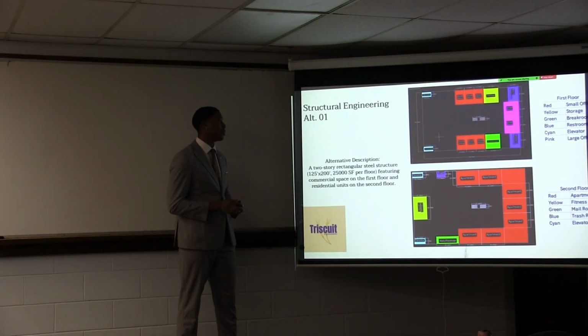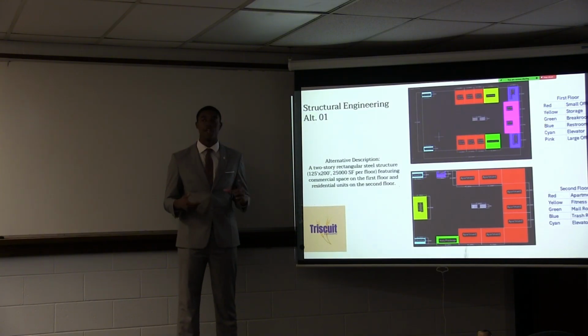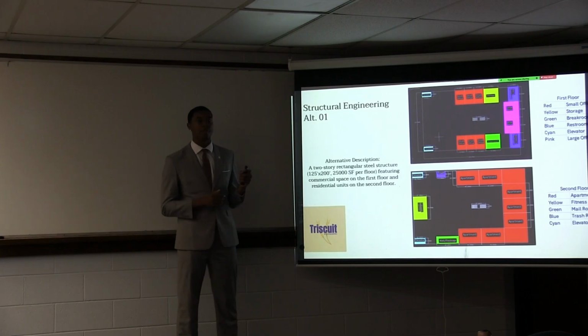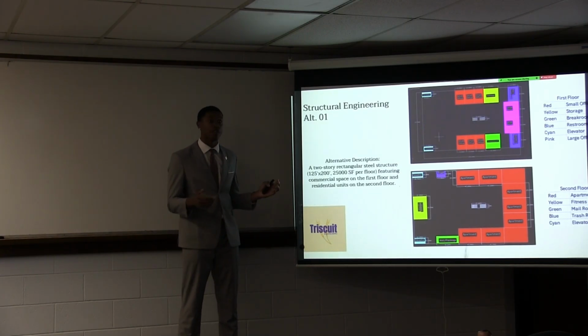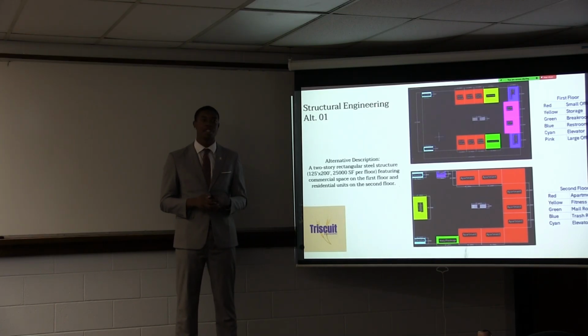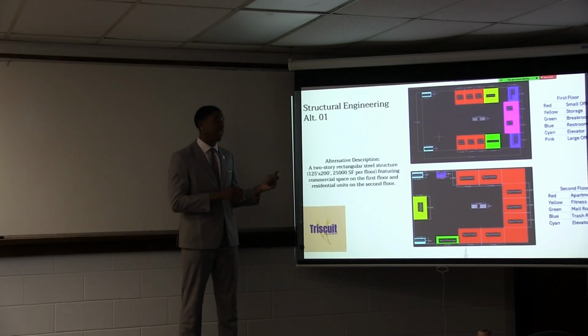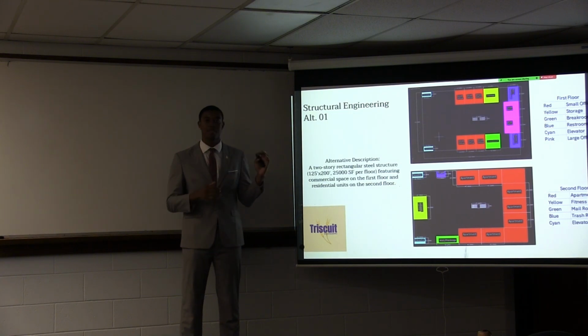For our first alternative, we decided to go with a 2-story rectangular structure made of steel, 125 by 200 feet, so there's actually 25,000 square feet per floor, for a total of 50,000 square feet, with the first being that retail/commercial space, and the second floor being that residential space. On the right-hand side, it's kind of cut off a little bit, but I have some of the keys for what the different spaces may be utilized for.